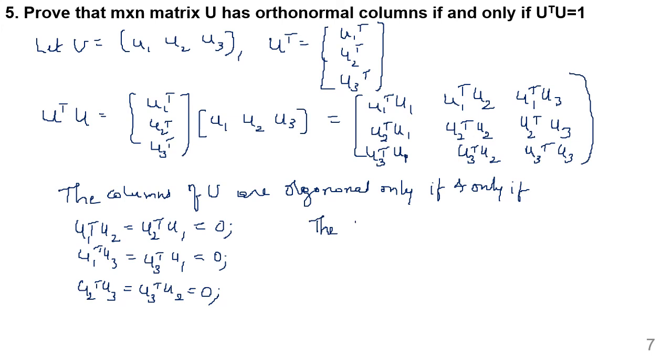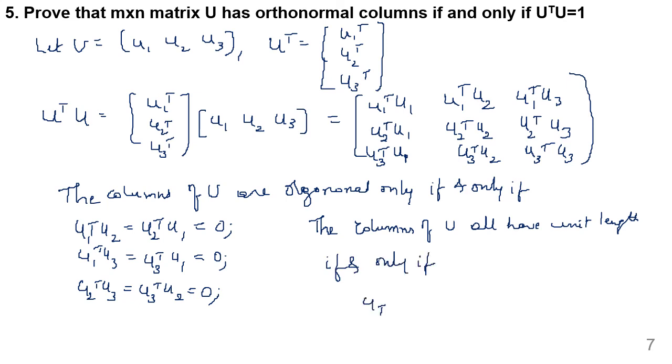The columns of U all have unit length if and only if u1 transpose u1 is equal to 1, u2 transpose u2 equal to 1, u3 transpose u3 is equal to 1.